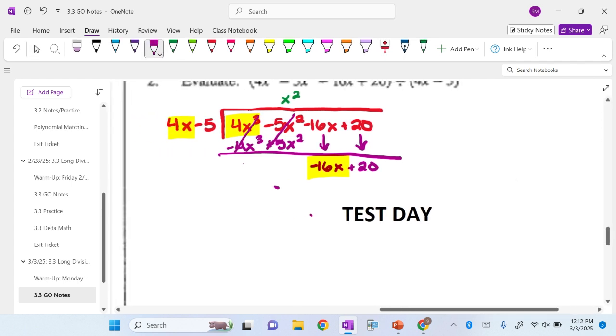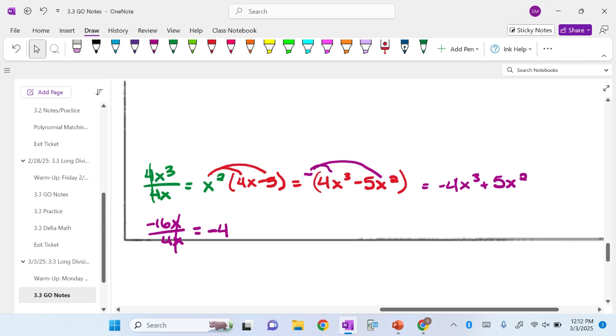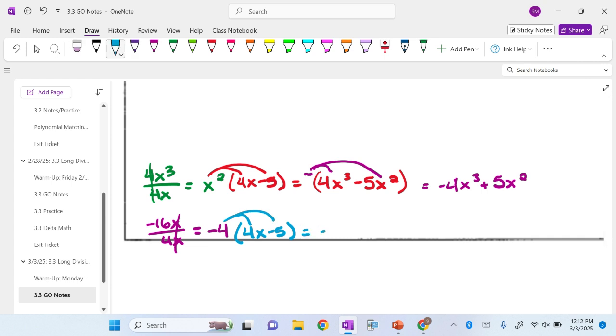All right. So this is negative 4 right here. Now, what's my next step? Landon. Multiply negative 4x times 4x plus or minus 5. Good. And you would get what? Negative 16x plus 20. Negative 16x plus 20.